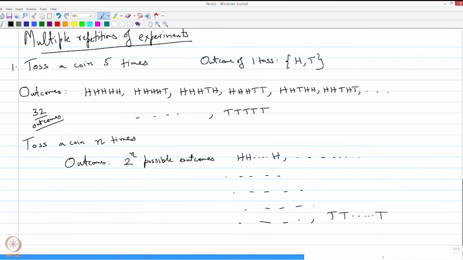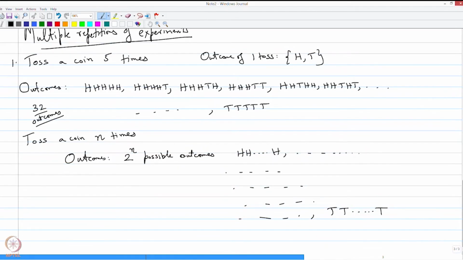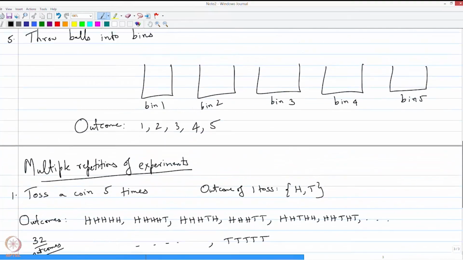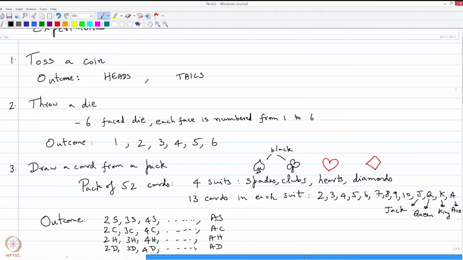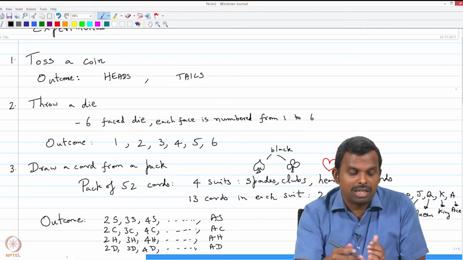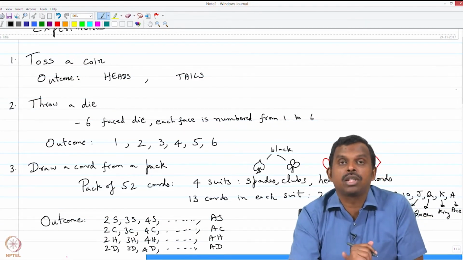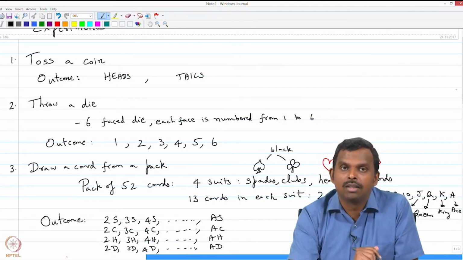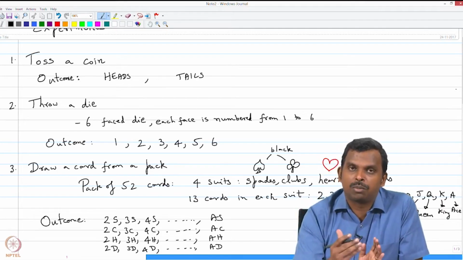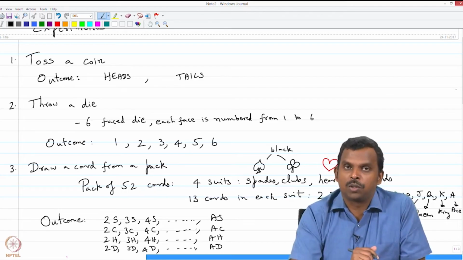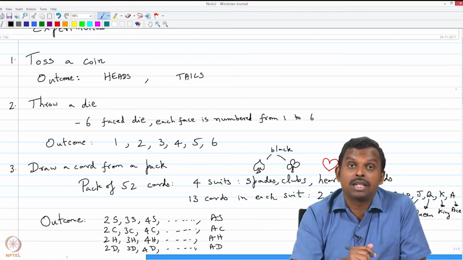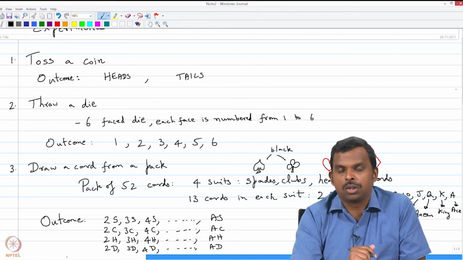Now the same thing you can do for the other experiments. I am not going to write down all the other experiments in detail, maybe we will see it later on. But if you can imagine, the same thing will happen with throwing a die. Suppose I throw the die twice. I throw it once, I have one of 6 possibilities. Second time I throw it, I make another observation of one of 6 possibilities. So how many total outcomes are there? 36 possible outcomes, 6 into 6.